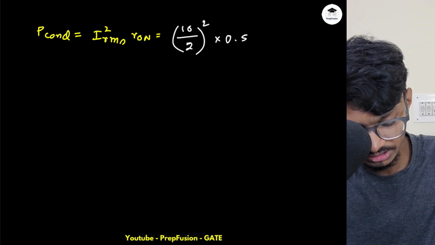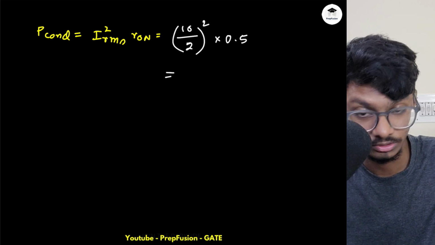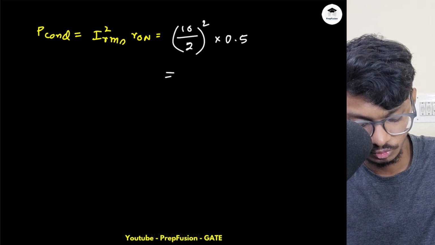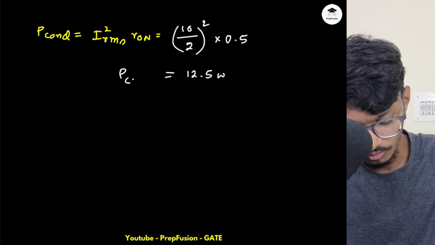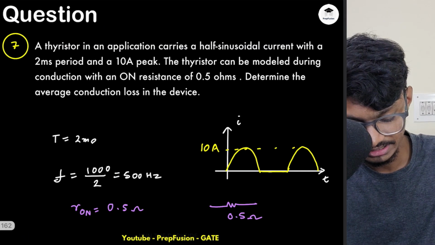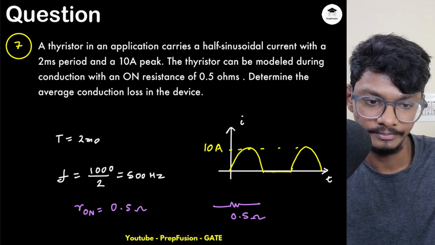So like you see, the switch questions you will be able to solve in seconds if you know the basics. So 25 into 0.5, which is 12.5 watts. So this will be the conduction loss of the device if the device carries this type of current. Okay, so pretty simple.